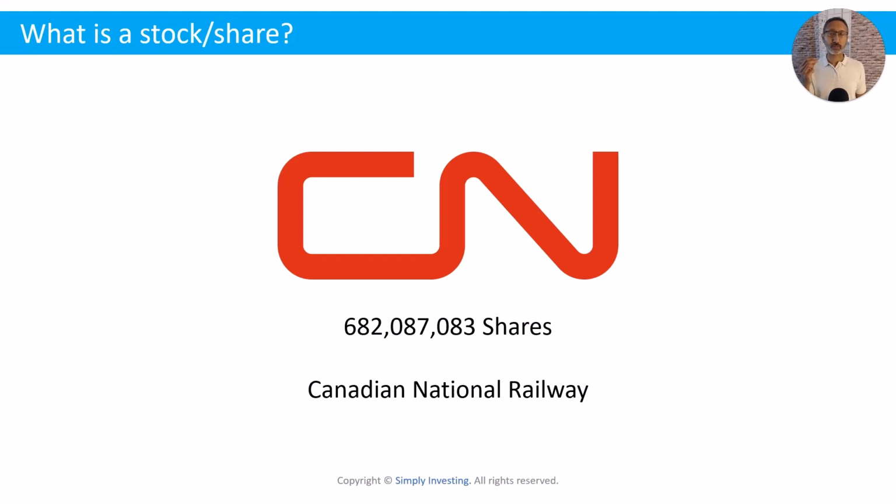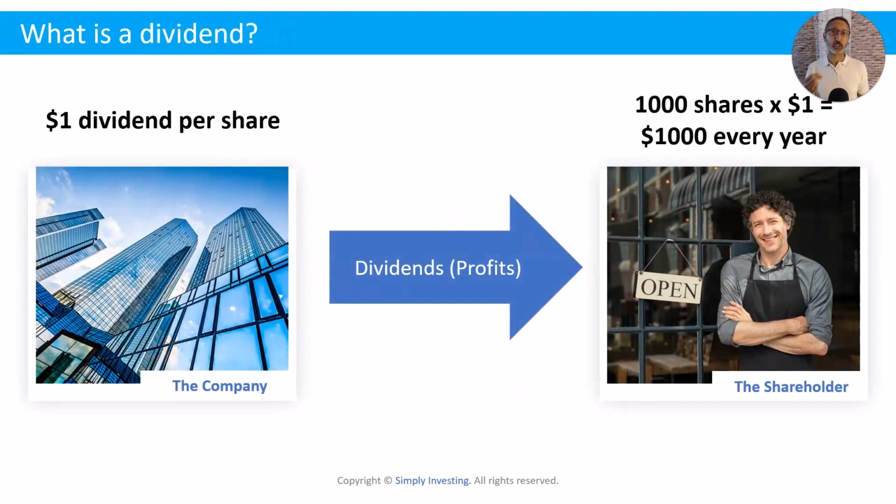Now, if you bought 5 shares or 10 or 100, you are still considered part owner of the company. And as part owner, you're entitled to share in the benefits and in the profits of this company. And that's what a dividend is. That's just another fancy name for the company sharing its profits with you, the shareholder. In this example, if a company is paying a dividend of $1 per share and you own 1,000 shares, you will receive $1,000 every year for as long as you own the shares and as long as the company continues to pay the dividend of $1 per share.